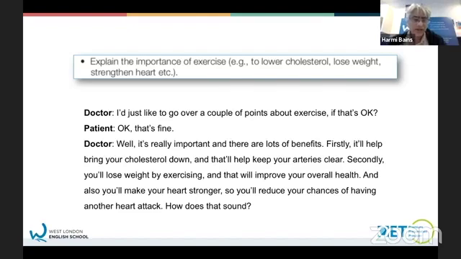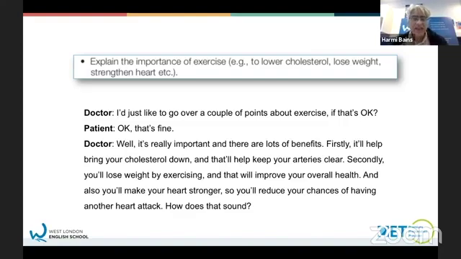So the doctor or the nurse says, I'd just like to go over a couple of points about exercise, if that's okay. Patient says, okay, that's fine. The doctor or the nurse says as well, it's really important and there are lots of benefits. Firstly, it'll help bring down your cholesterol and that will help keep your arteries clear. Secondly, you'll lose weight by exercising and that will help improve your overall health. And you'll also make your heart stronger, so you'll reduce your chances of having another heart attack. How does that sound?